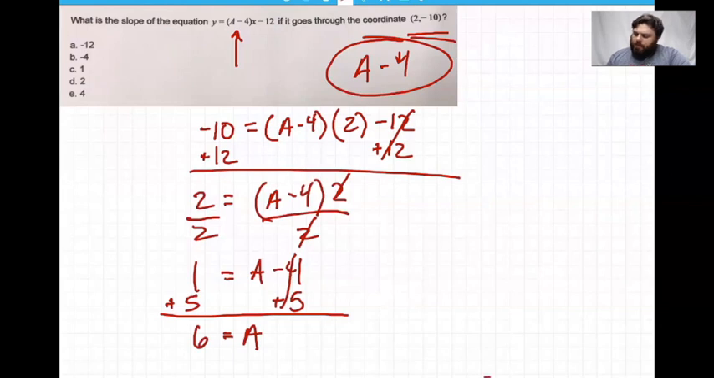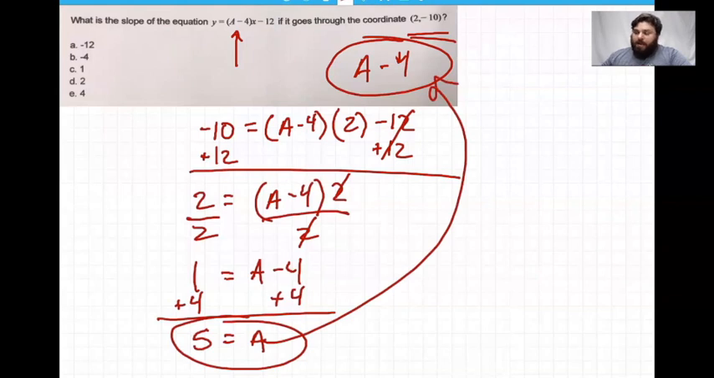Sorry, I'm adding 4 to both sides. Why did I add 5? Something looked funky there. Let's back it up, right? I'm going to add 4 to both sides. There we go. Okay, so a is equal to 5. If a is 5, then plug it up here. A minus 4 would be 5 minus 4, which would be 1. So the slope is 1.